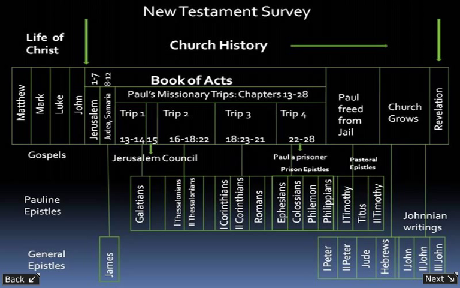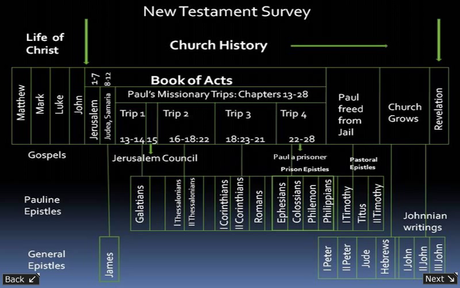We have chapters 13 through 28, Paul's missionary journeys. And during these journeys, he writes many letters. He wrote 13 letters about the problems they have. Then he wrote 4 while he was a prisoner. Then when he was released, he wrote 3 more pastoral epistles.